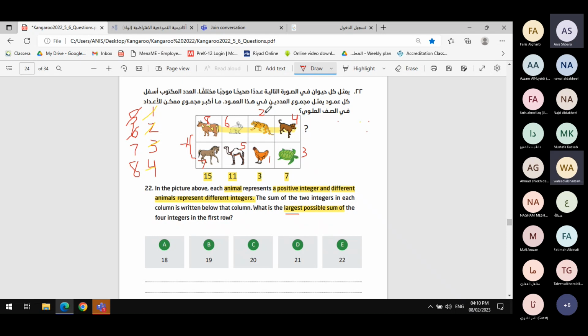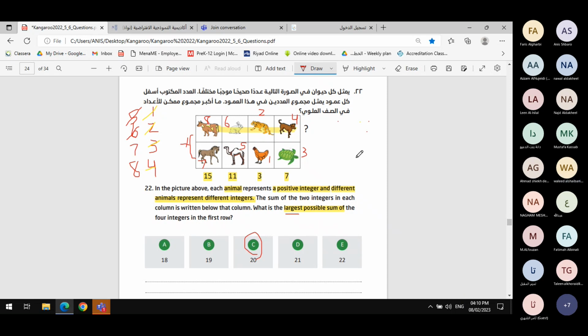But I don't think it's gonna be this simple to get the answer. Let's add them. 8 plus 2 plus 6 plus 4. 20. Okay. So simply I'm going to circle the 20, which is our answer. Teacher, is it this simple?